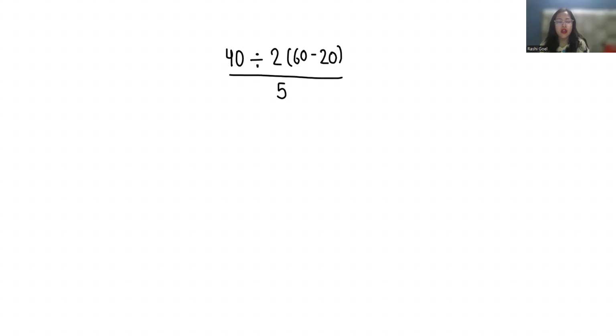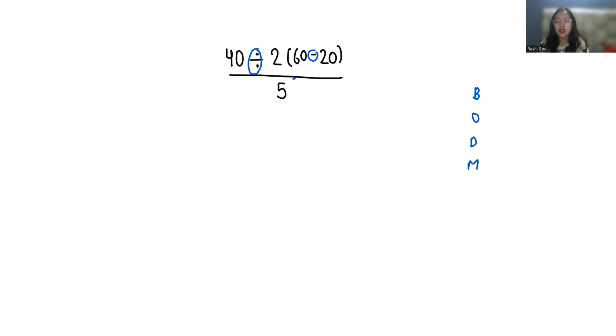My name is Rashi Goyal, and in this video we are going to simplify 40 divided by 2 times (60 minus 20) by 5. So let's simplify this. There are multiple operations: division, bracket, this minus sign, the subtraction sign, and then division. So what do we solve first? We will use the BODMAS rule that helps to give the preference of the operation.